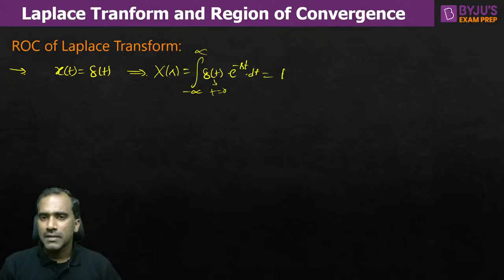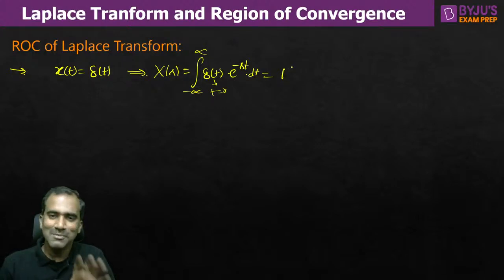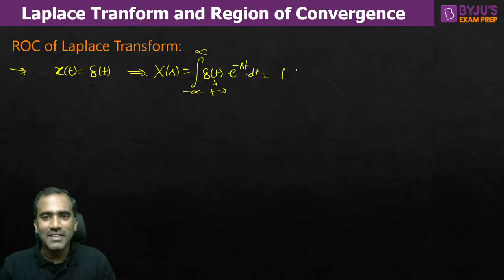Right. But the most important part is not finding the Laplace transform. In signals and systems, the most important part is not finding the Laplace transform. Finding the Laplace transform is also important, but the most important part is finding the region of convergence. That is the most important part.